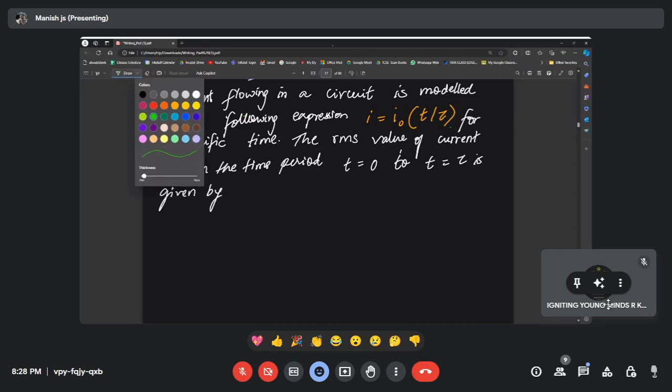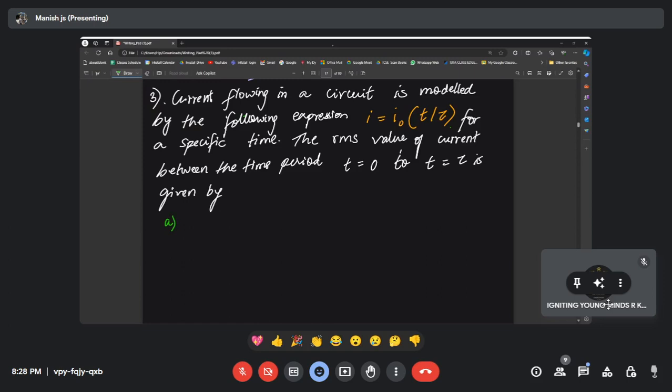Now the options. First option A, I naught into root 2. Option B, I naught upon root 2. Option C, I naught into root 3. Option D, I naught upon root 2. These are the four options.